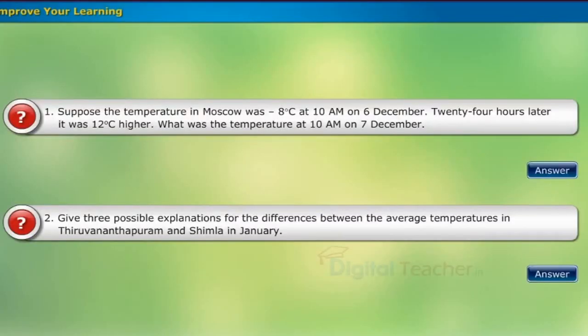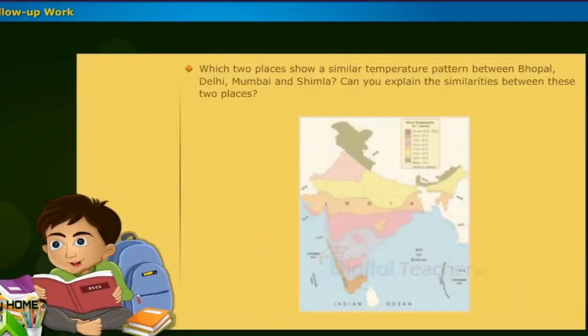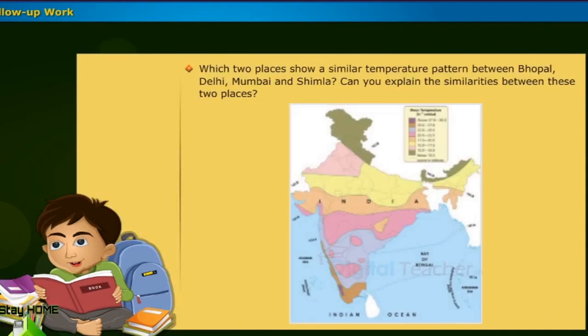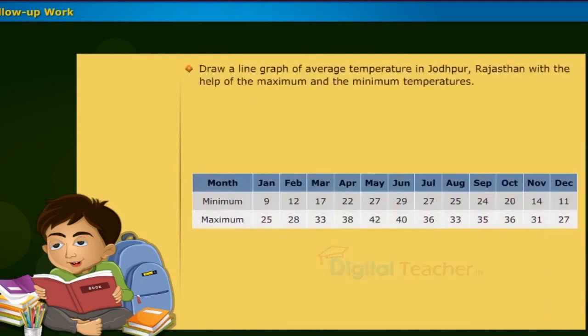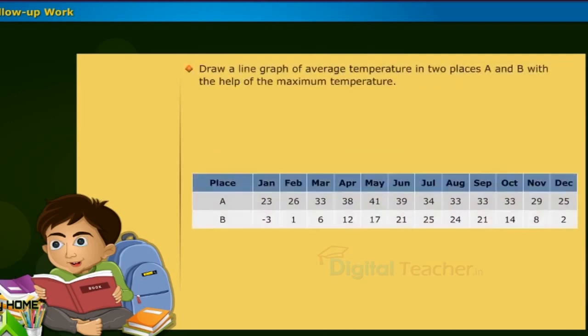Read the questions. Follow-up work. Which two places show a similar temperature pattern between Bhopal, Delhi, Mumbai, and Shimla? Can you explain the similarities between these two places? Draw a line graph of average temperature in Jodhpur, Rajasthan with the help of the maximum and the minimum temperatures. Draw a line graph of average temperature in two places A and B with the help of the maximum temperature.